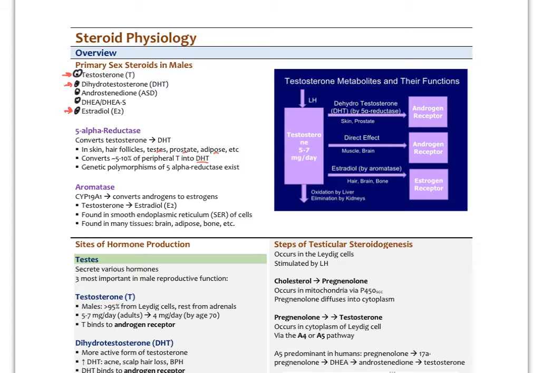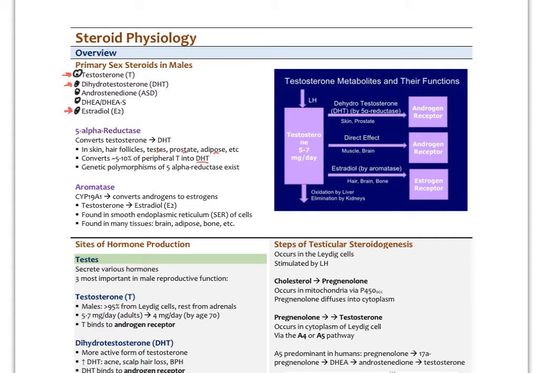And dihydrotestosterone really has a stronger effect than testosterone. In the skin and sebaceous glands, it causes increased sebum, which will lead to increased acne. In the hair follicles, it can cause a slowing down of the growth of new hair follicles, and that can lead to androgenic alopecia. In the testes, and especially the prostate, it can cause overgrowth of tissue, and that might be connected with BPH, benign prostatic hyperplasia.